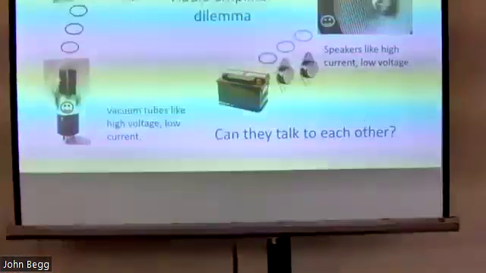Okay, audio amplifier dilemma. Tubes like high voltage, low current, but speakers like high current and low voltage. Can they talk to each other? Next.